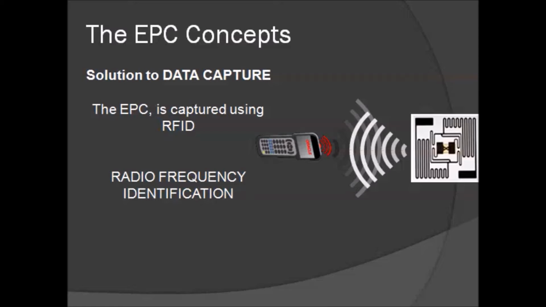So RFID today is the main technology for the EPC or the IoT, Internet of Things system or structure. But as an alternative, you could also use barcodes or manual data entry to capture the data, if these means are more relevant to the business case.